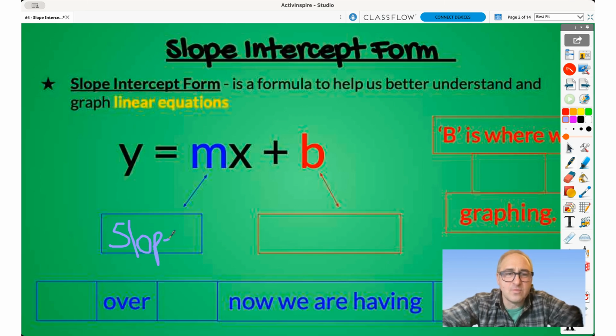S-L-O-P-E. And slope is a measurement of how far we're moving up compared to over, and our rhyme for that is rise over run, now we're having fun. So slope is the change in the rise over the change in the run, now we're having fun. So in this box, you're going to write fun, F-U-N. In red, we've used top teacher behavior, and remember that the b is the y-intercept.